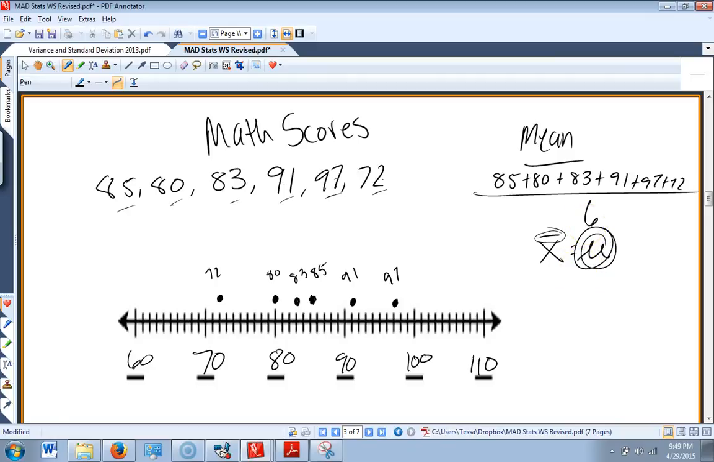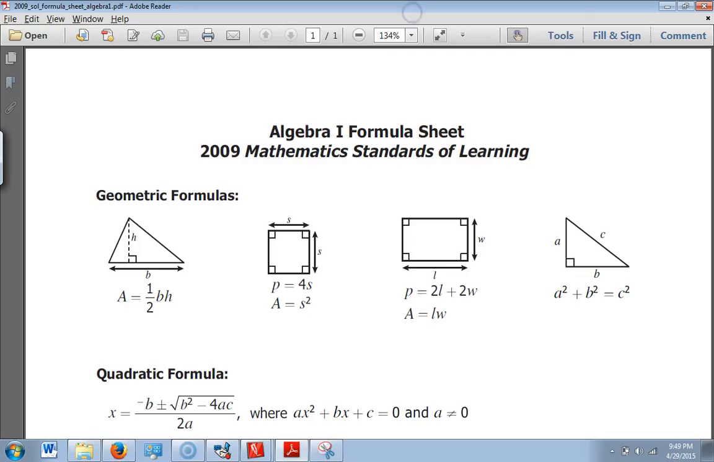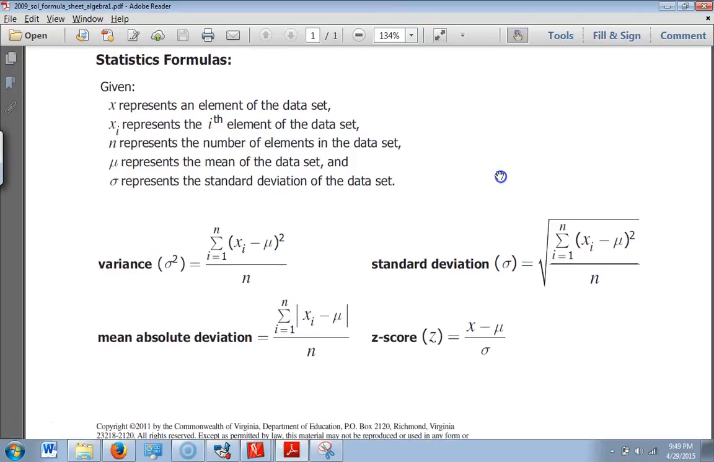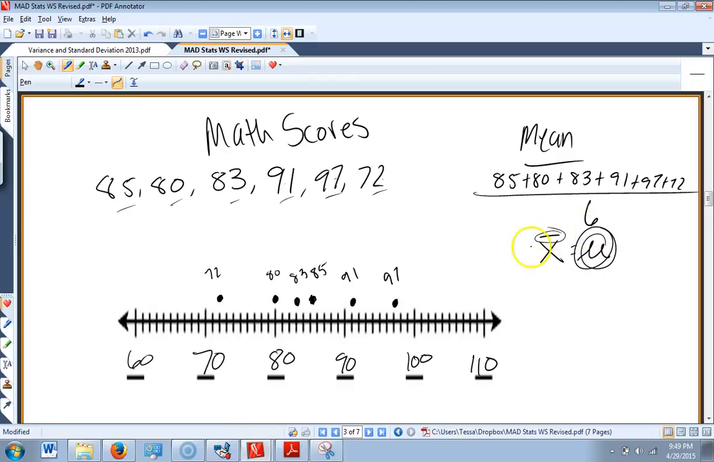So if you go ahead and pull out your SOL formula sheet, it should look like this. All right? And what we're dealing with today is this stuff, statistics formulas, okay? So here we see that funky little mu symbol. And that represents the mean of the data set. So if you ever forget what it means, then it's right here on your formula sheet, okay? But the important one to remember is that this is what it looks like in your calculator, and we'll see that in a second, okay? But anyway, so we found the mean, and that mean was 84.67.